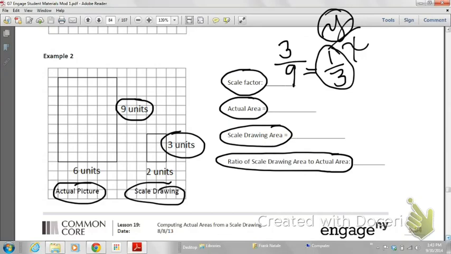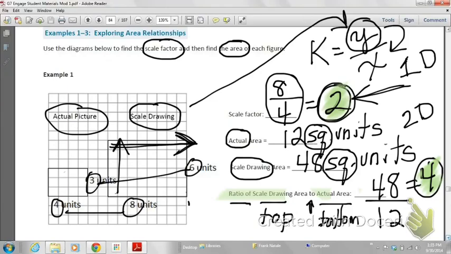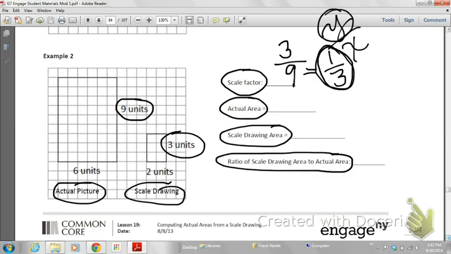And again, something that was mentioned in an earlier lesson, when you see that scale factor as being less than 1, which this is 1/3, you know that the scale drawing has got to be smaller than the actual. Whereas the example we had before, right here with the scale drawing, this was example 1. Remember the scale drawing was actually larger than the actual drawing. So you notice that our scale factor was actually larger than 1. Okay, so keeping that in mind.